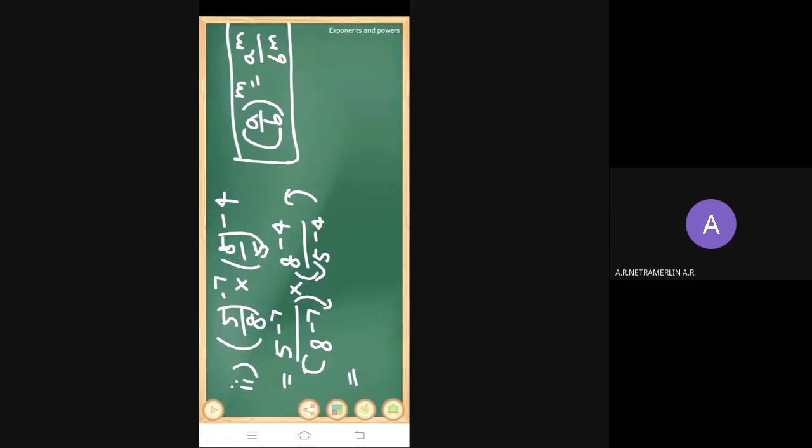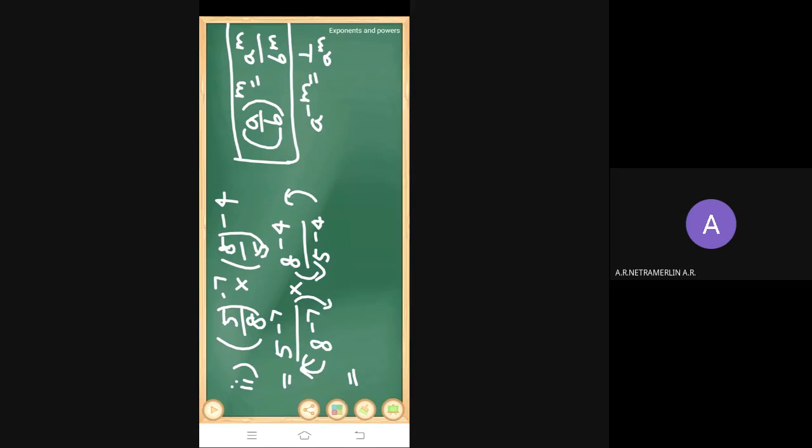Okay. So I have written 5 power minus 7 by 8 power minus 7, then 8 power minus 4 by 5 power minus 4. Then by using this law, a power minus m is equal to 1 by a power m, to make the power positive, we will be shifting to the numerator. If it is in the denominator, you have to shift it to the numerator. If it is in the numerator, you have to shift it to the denominator. Okay. Now, what will happen?